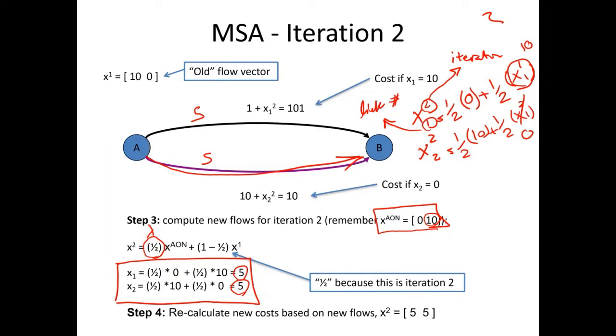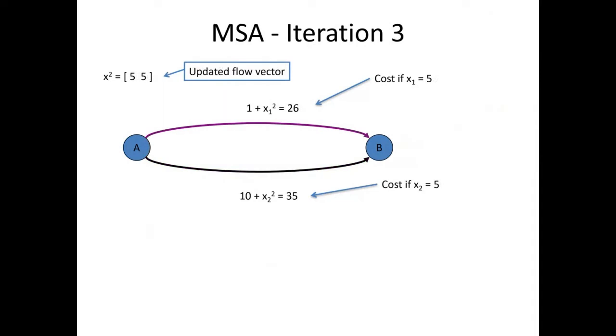Now we can recalculate the costs based on the new flows we have, right? So this would be 5 power 2, the new cost would be 5 power 2. We calculate 26 versus 35. And this was the outcome of the link volumes from iteration 2, right?